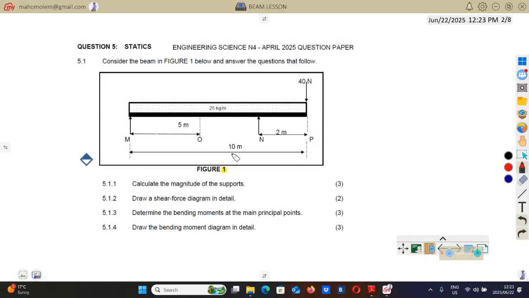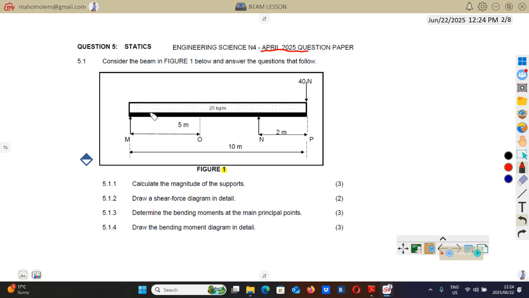All right, good day. Today, let's have a look at this section called statics. Under that section, we're going to consider the subsection called beams. So I just took this question from a question paper dated April 2025.